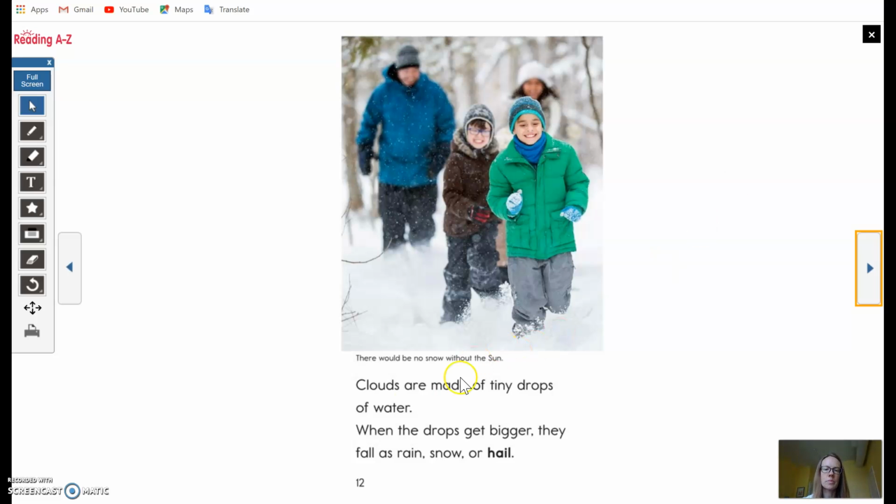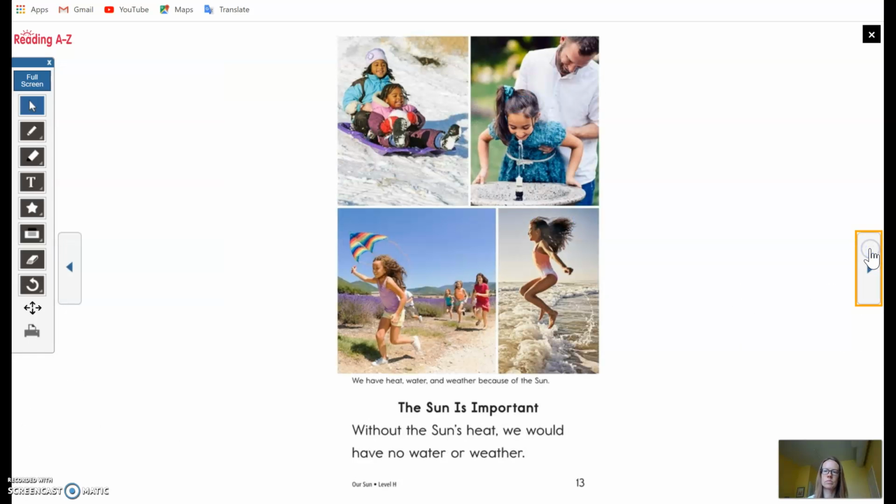Let's read together. Clouds are made of tiny drops of water. When the drops get bigger, they fall as rain, snow, or hail. You read.